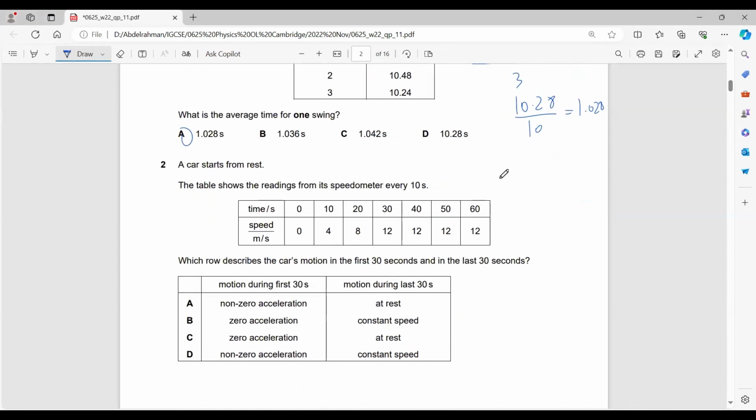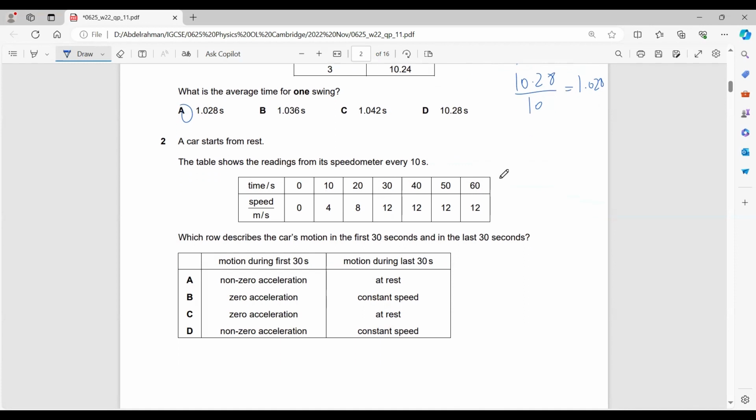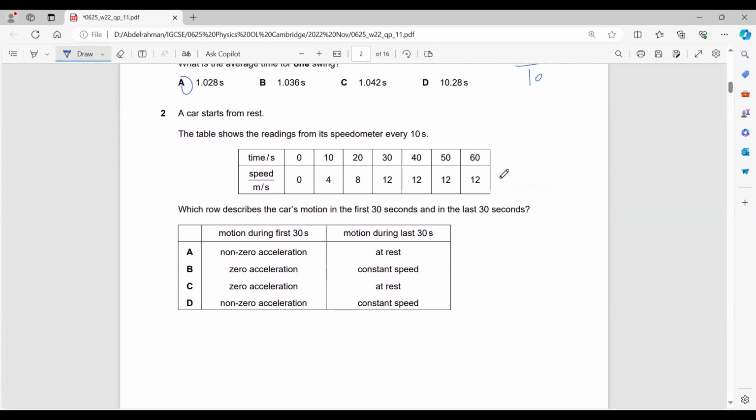A car starts from rest. The table shows the readings from its speedometer every 10 seconds. Which row describes the car motion for the first 30 seconds and for the last 30 seconds? The speed of the car in the first 30 seconds was 0, 4, 8, 12. So the speed was basically increasing.